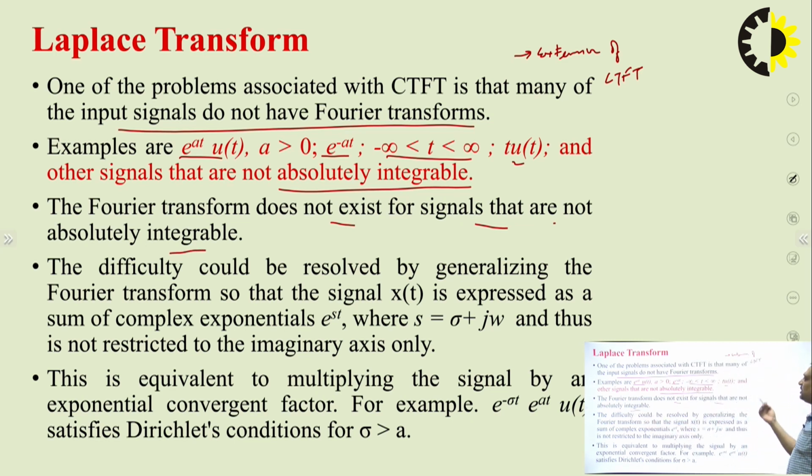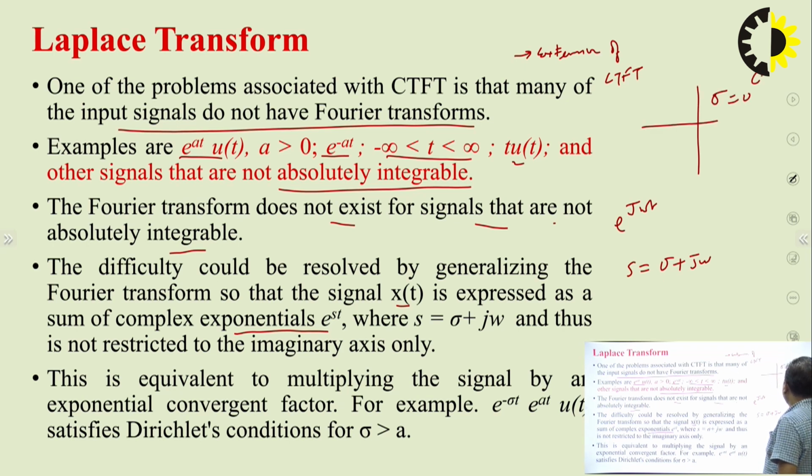Now this difficulty could be resolved by generalizing the Fourier transform so that the signal x(t) is expressed as a sum of complex exponentials e to the power st. So rather than taking e to the power j omega t, we are using e to the power st, where s equals sigma plus j omega. In case of CTFT, the sigma part is 0. So what happened? If the sigma part is 0, our analysis is accepted only on the imaginary axis.